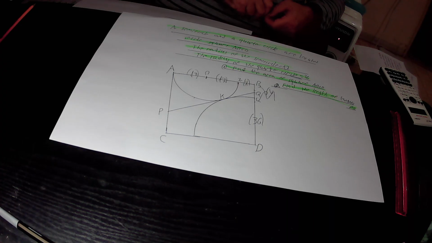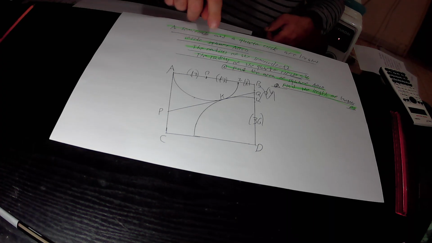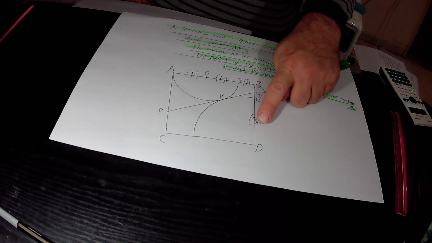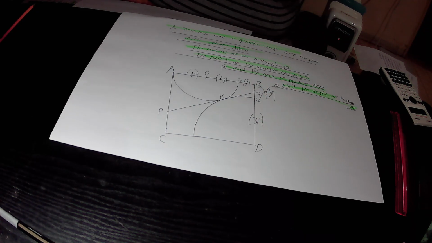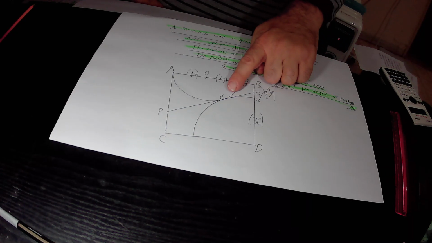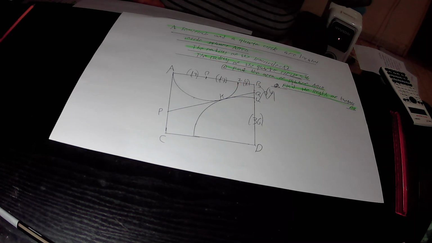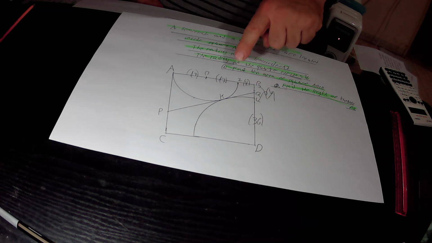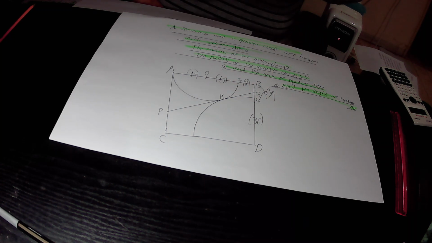The center of this semicircle is at point O. The center of this quarter circle is at point D. The straight line that connects the centers together is of course the straight line OD. According to rule 10, the straight line OD must pass through point K, that is the touching point. Again, the straight line OD must pass through the touching point, that is point K.